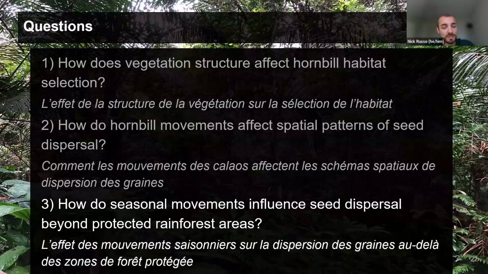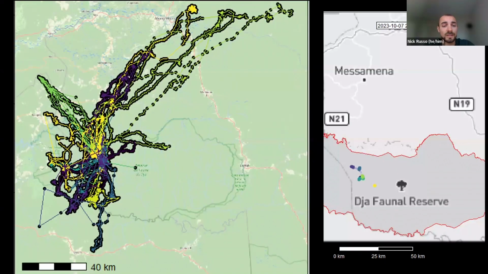Now, the third question that I wanted to answer was, how do seasonal movements influence seed dispersal beyond protected rainforest areas? So the research and the results that I've shown you so far were for a more limited region that we were able to characterize with 3D LiDAR data. But hornbills were traveling much farther than the study area, over which I answered the previous two questions. Here's a visual of what this looks like.